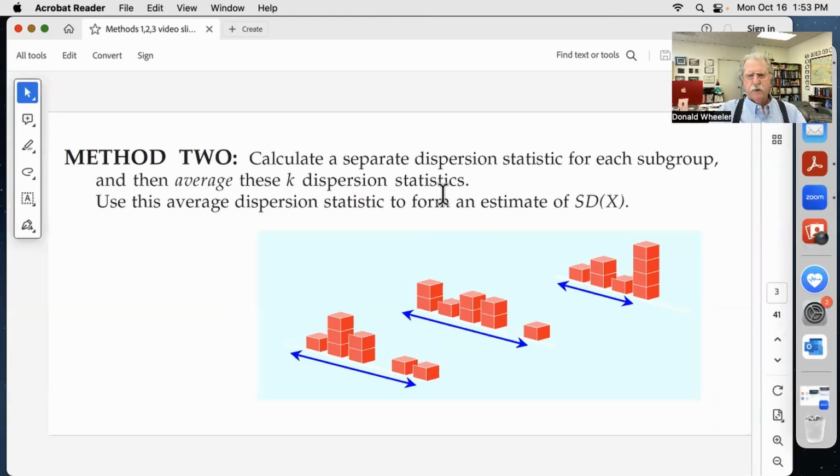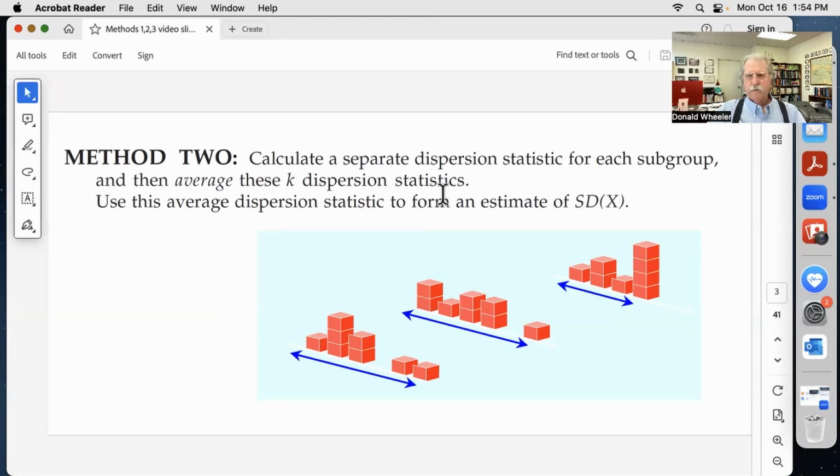Method two respects the subgrouping. We calculate a separate dispersion statistic for each subgroup. Then we average these K dispersion statistics and use the average dispersion statistic to form an estimate of the standard deviation for the distribution of X. So while method one ignores the subgroups, method two respects them.